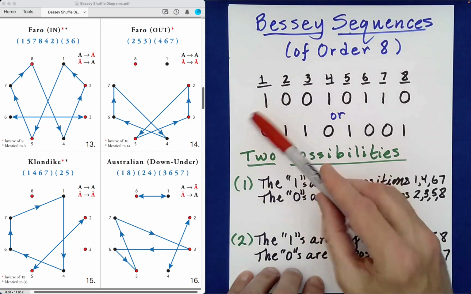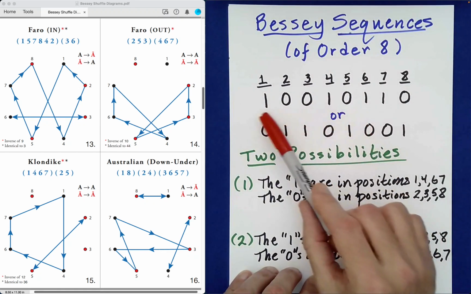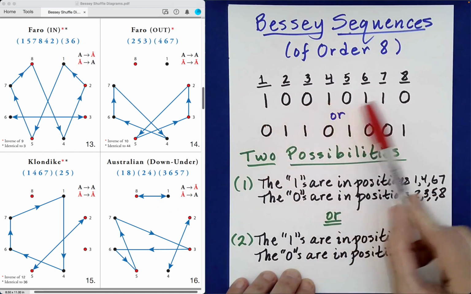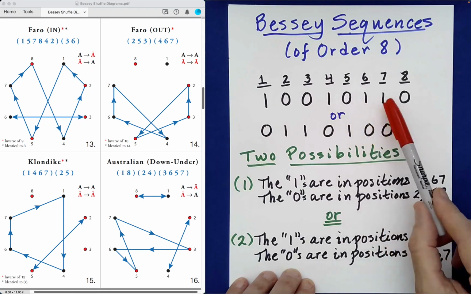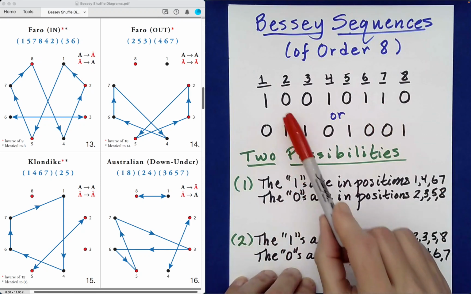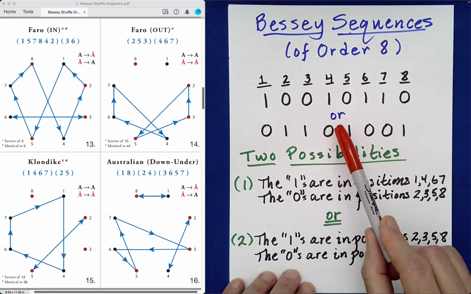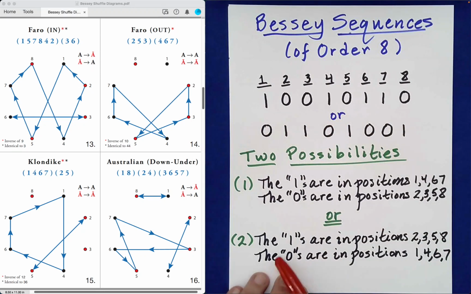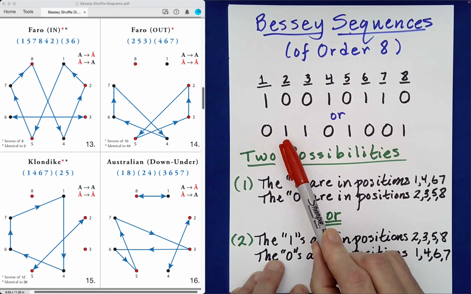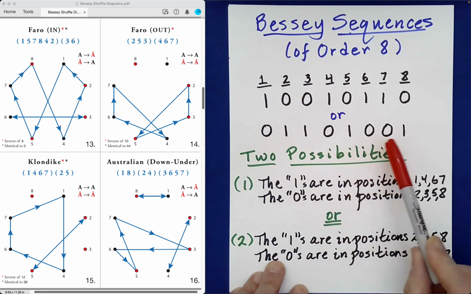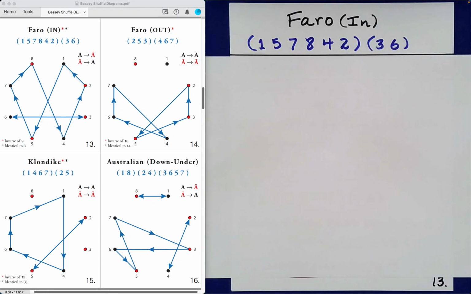Furthermore, let me emphasize that the Bessey sequence 1, 0, 0, 1, 0, 1, 1, 0 satisfies this first set of conditions, namely, the 1s are in positions 1, 4, 6, 7, and the 0s are in positions 2, 3, 5, 8. The inversion of this sequence results in that relationship reversing. Namely, the 1s are now in positions 2, 3, 5, 8, and the 0s are now in positions 1, 4, 6, 7. The next shuffle in our series is the Pharaoh in shuffle.